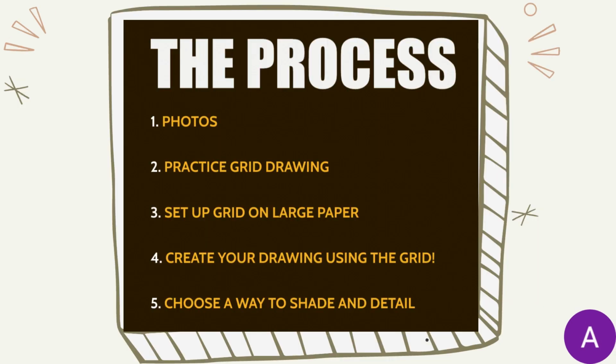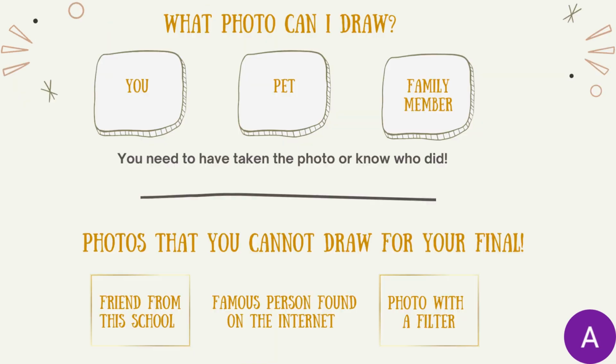So the process for this project is that we'll start with taking a photo or choosing which photo you want to do. We'll do some practice grid drawing worksheets. We'll set up your grid on your final big paper, and then we will create the drawing with your grid. So we'll start with just the outlines, and then we'll do shading and detail. During this presentation, I want you to start thinking about what kind of photos you'd want to draw.